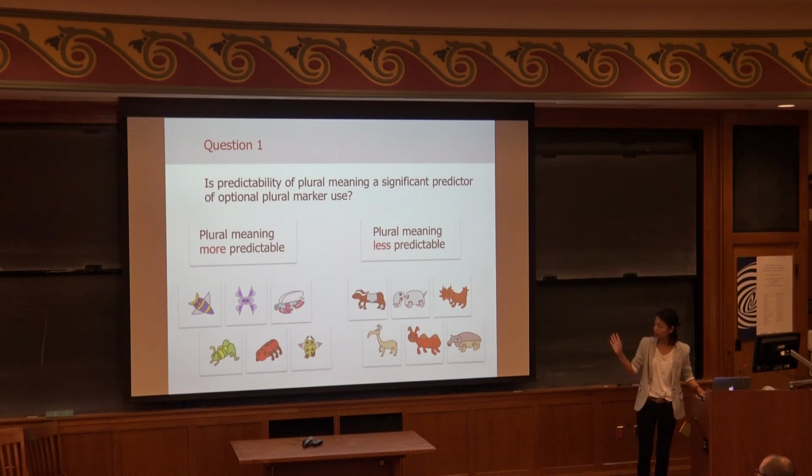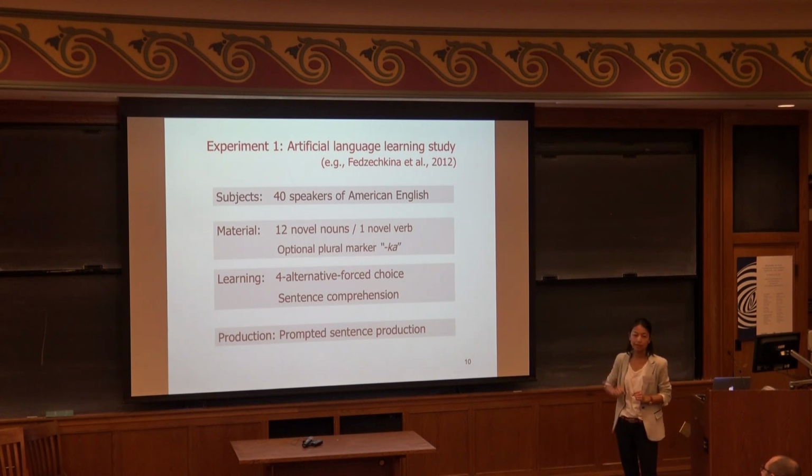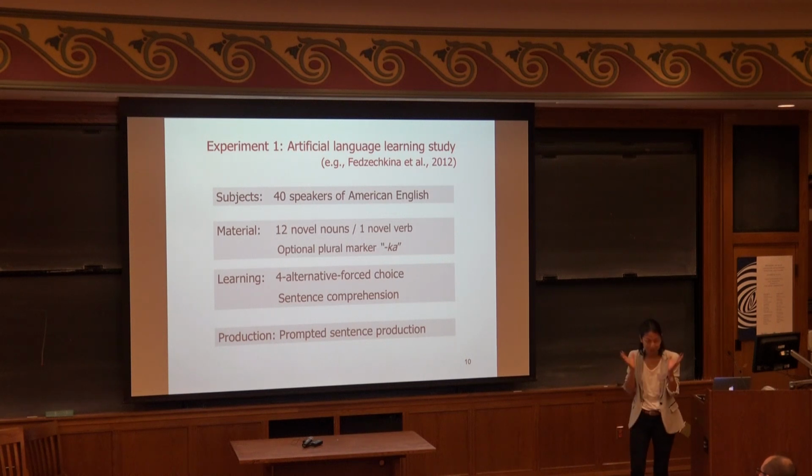Okay, so an overview of our experiment. In experiment 1, 40 native speakers of American English participated in the study. They learned 12 novel nouns and only one novel verb. So it's like a miniature artificial language. And this language had an optional plural marker, ka. It was sometimes used for plural meaning, sometimes it wasn't used. They went through different learning phases, and at the end, they produced sentences in this novel language. That's our data. We are interested in how likely it is that learners actually use this marker in their production.